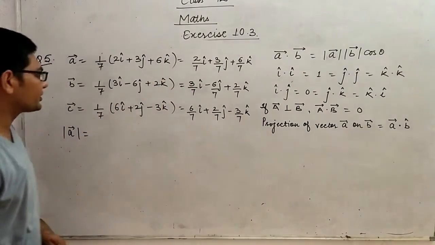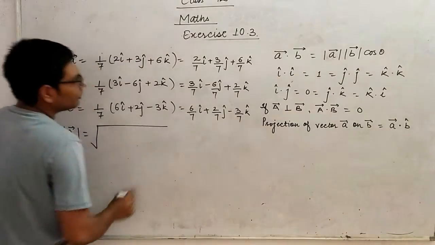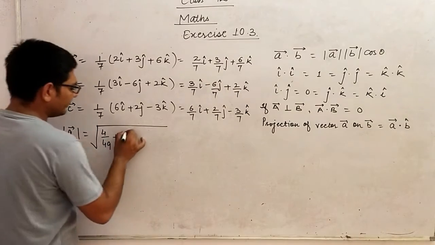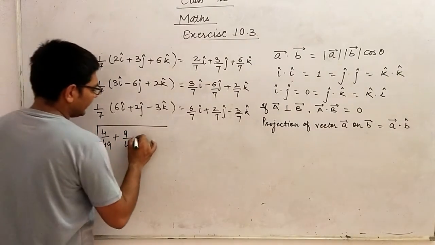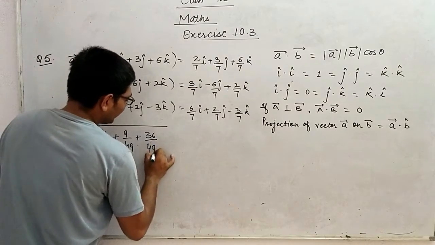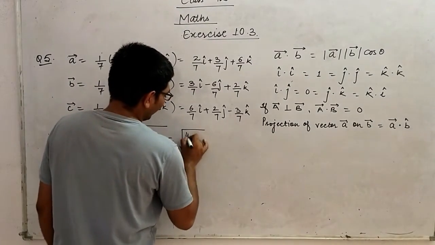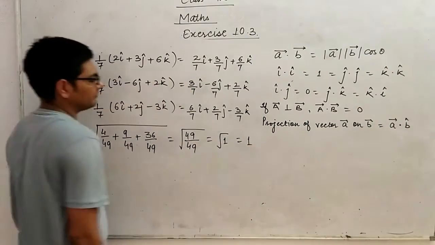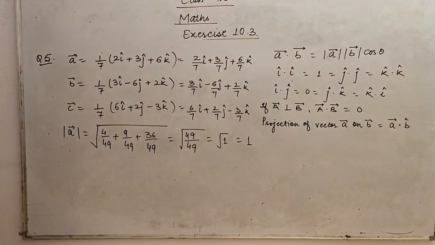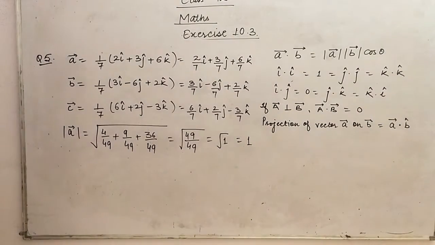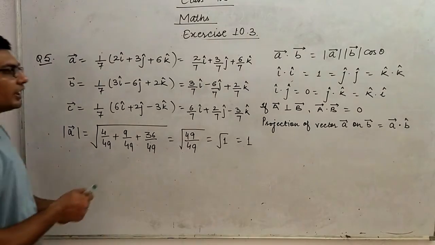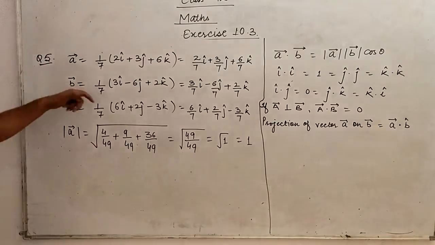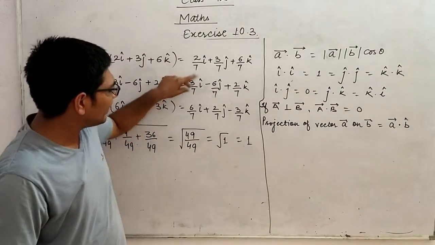Okay, let us do this. What is the square of 2 by 7, dear? 4 by 49. Square of 3 by 7, that is 9 by 49. And that is 36 by 49. And it becomes root of 49 by 49, that is equal to root 1, and that is equal to 1. In quite a similar manner, you will calculate the magnitude of B and C, and they are going to be 1. How can I say that they are going to be 1? Because the respective components are not the same, but the components are almost the same.